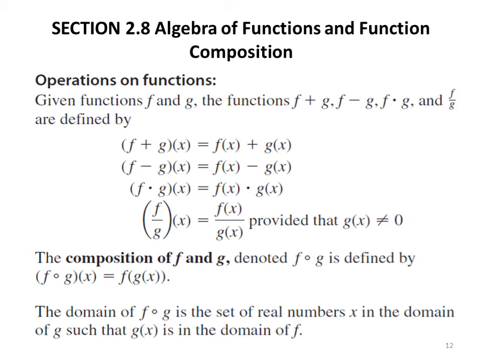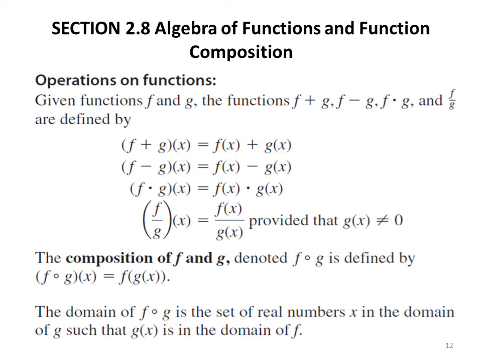And here you have to be careful, of course, since this is a rational expression. You want to exclude the values that will give you 0 in the denominator. We call these restricted values. So if you form the quotient f over g, you need to exclude the values that will make g of x equal to 0. Okay, the composition now is a different operation.